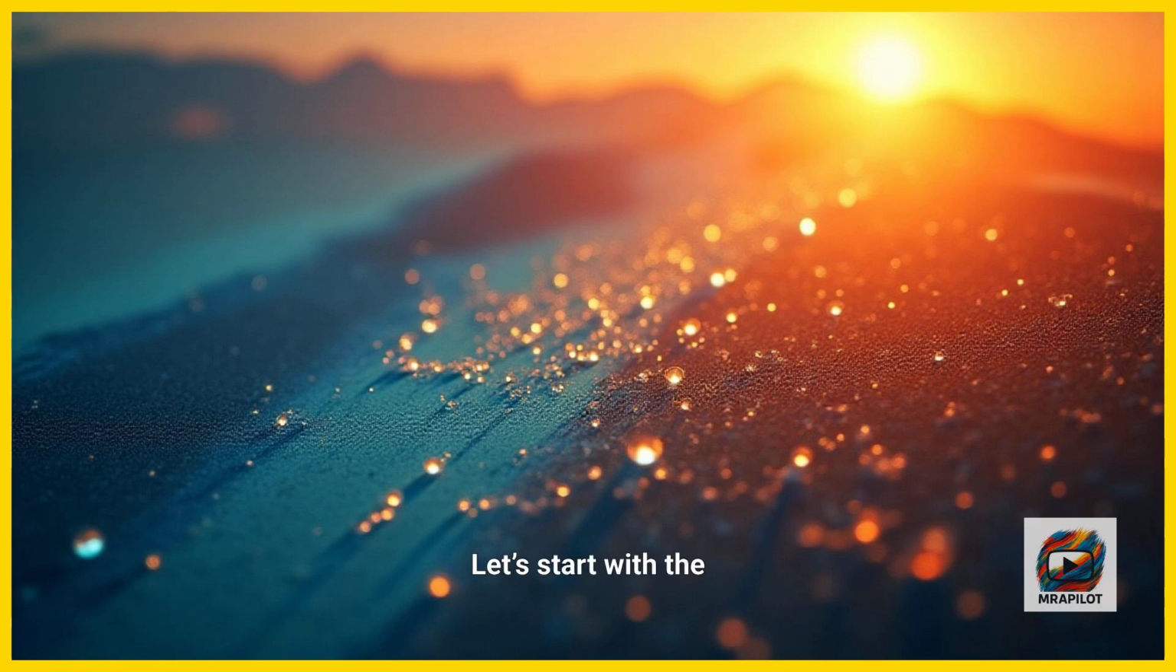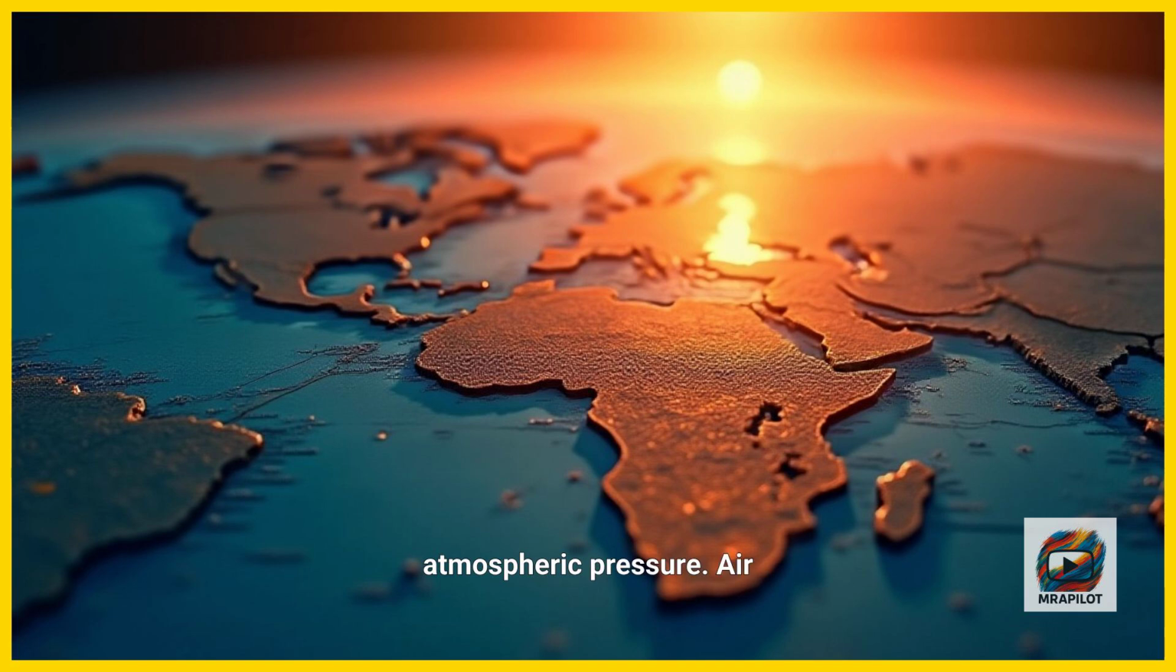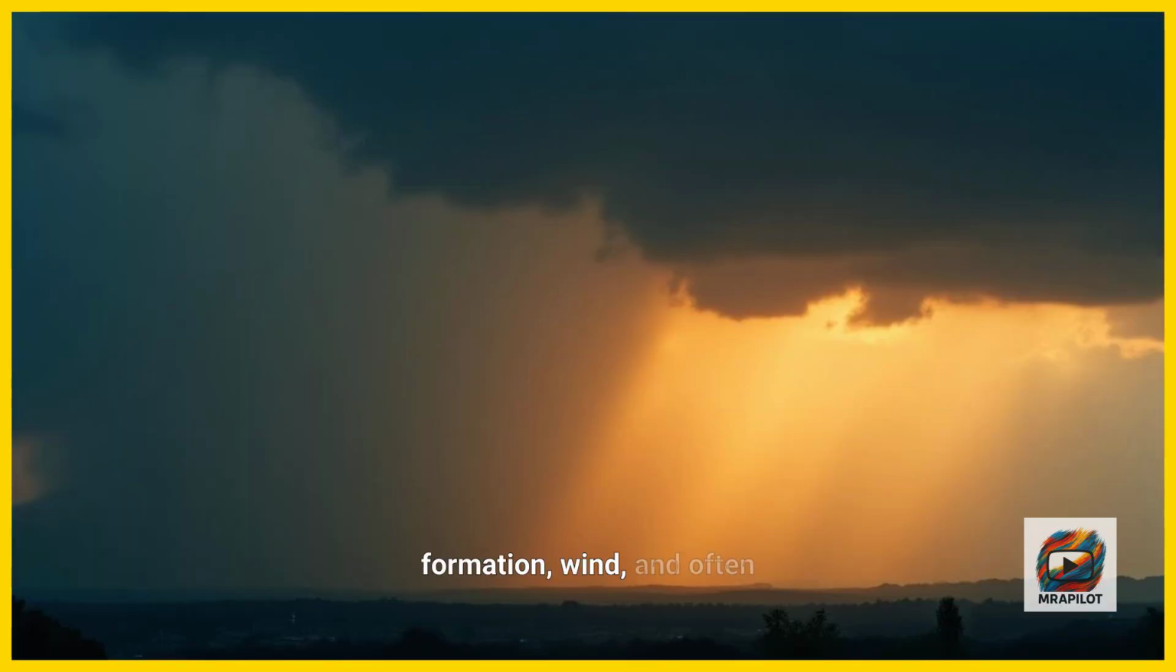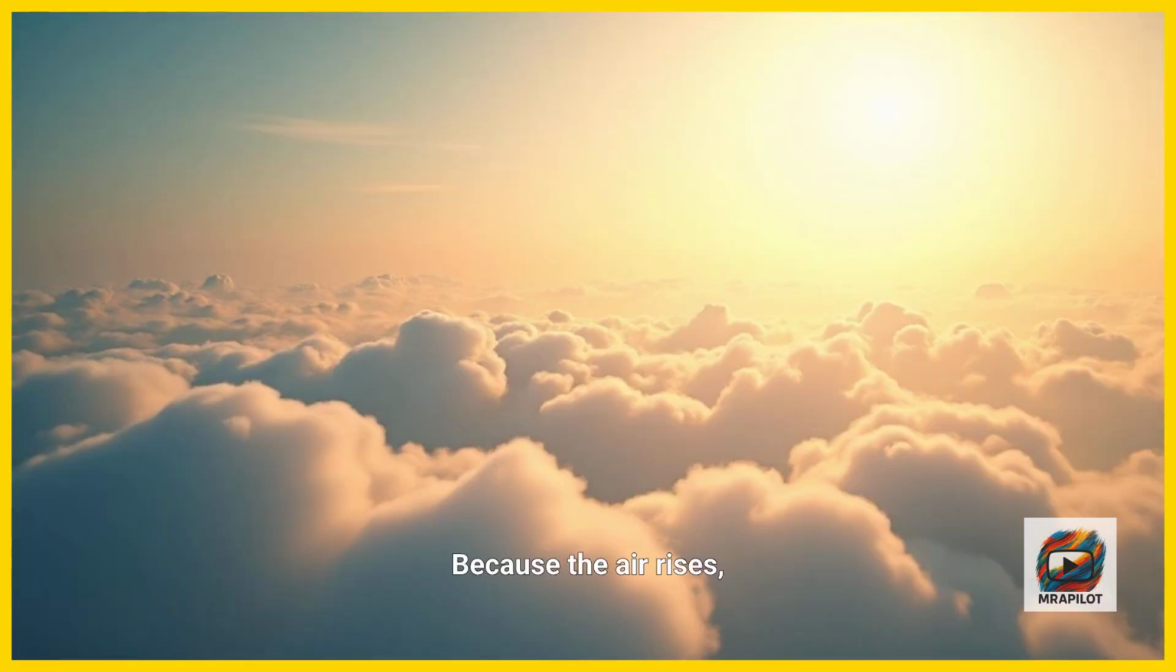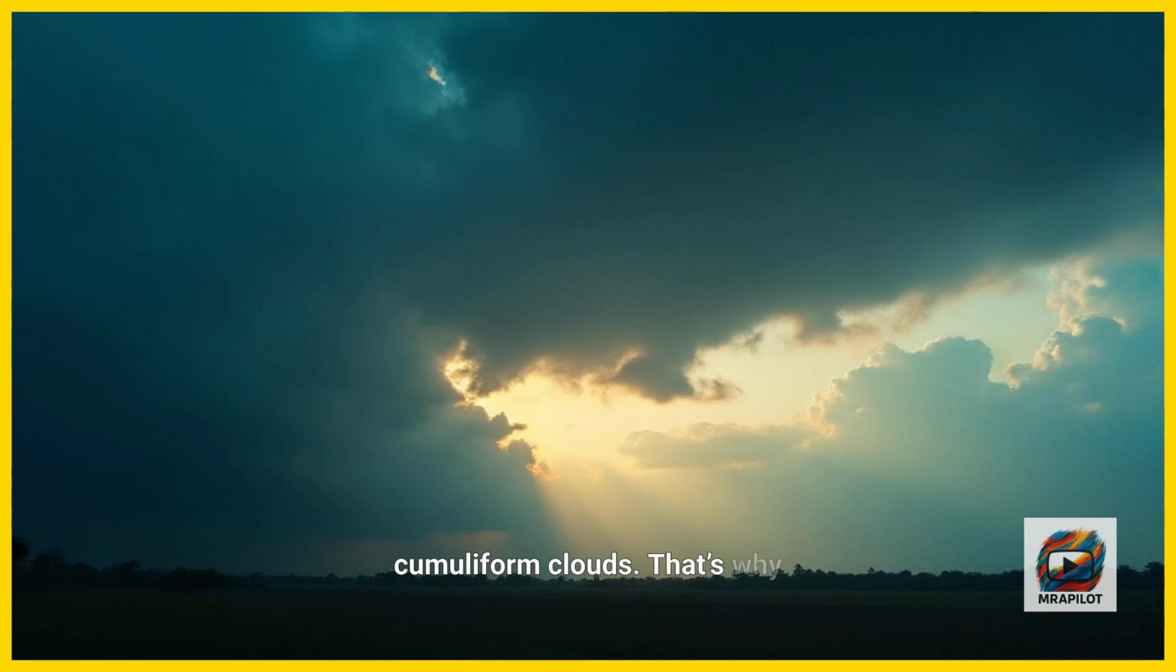Let's start with the basics. A depression is a region of low atmospheric pressure. Air converges at the surface and rises, causing cloud formation, wind, and often precipitation. Because the air rises, it cools and condenses, forming cloud layers, especially stratiform and cumuliform clouds. That's why depressions are often linked with overcast skies, rain, and poor visibility.